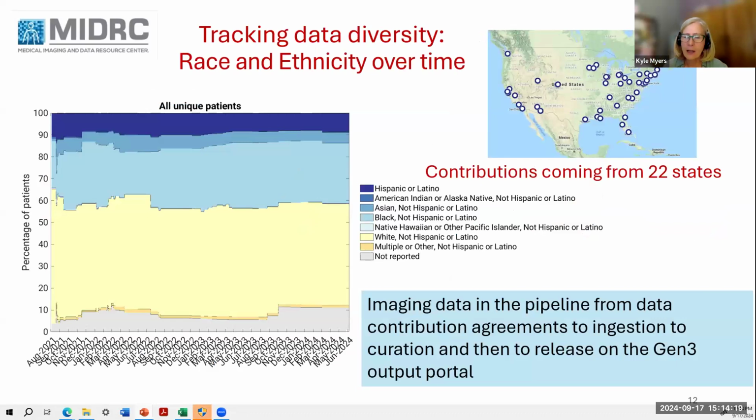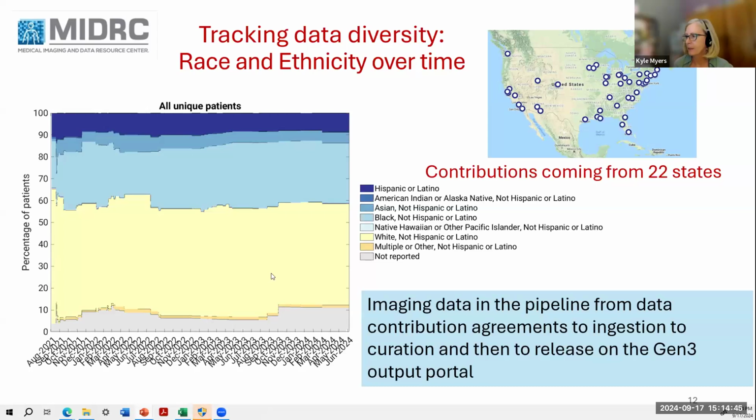Having pie charts is lovely. What you'd really like to do, though, is take that a couple of steps further. The next step that you'd like to take is to track the data diversity over time. And that's what you see in this graph on the left. One particular data element is race and ethnicity. So this is essentially taking that pie chart and turning it into a temporal graph.